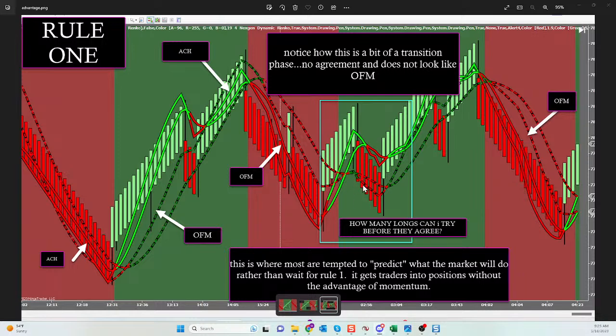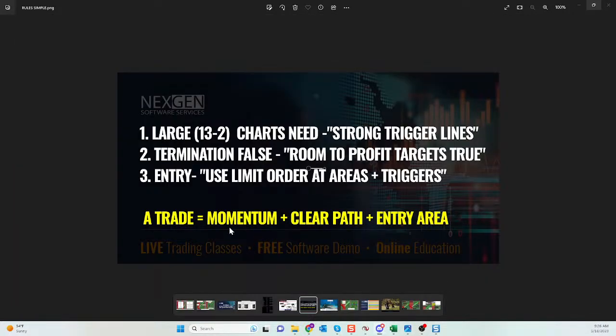And this is one of those things where people will try to go long. Well, it was green, I went long, but you didn't have momentum. And it was green, I went long again. And this is where people are tempted to predict what the market will do rather than waiting for that rule number one. And it gets traders into positions without the advantage of momentum. Guys, I think of the three advantages, momentum tends to be one of the most advantageous because momentum is hard to stop. So focusing on rule number one.